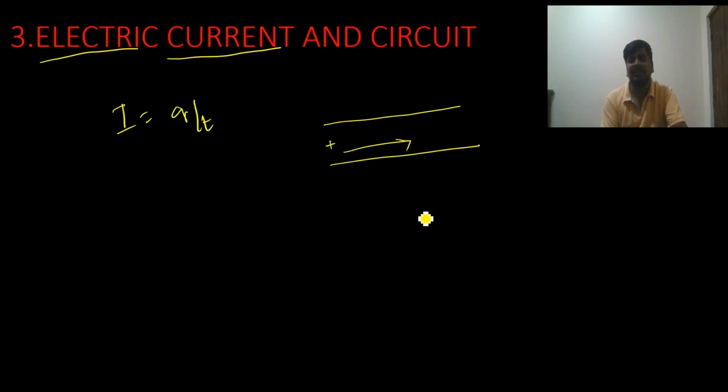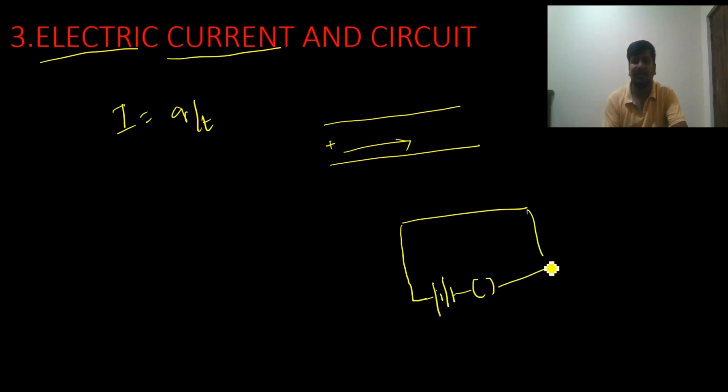Normally you take a circuit. I am considering one conductor like this, and you can take a bulb here also, or any conductor. Here you take a battery, and we will discuss these components in depth in the coming video.